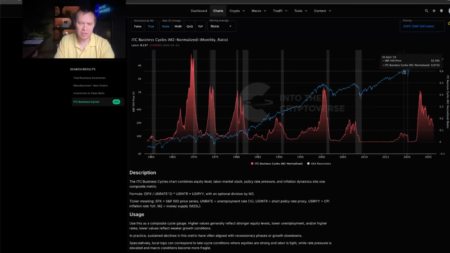And what you'll notice on this chart is that every single business cycle of the past, every single one, it was a recession that then led to this metric going back to basically zero and to starting a new business cycle. It was a recession at the end.